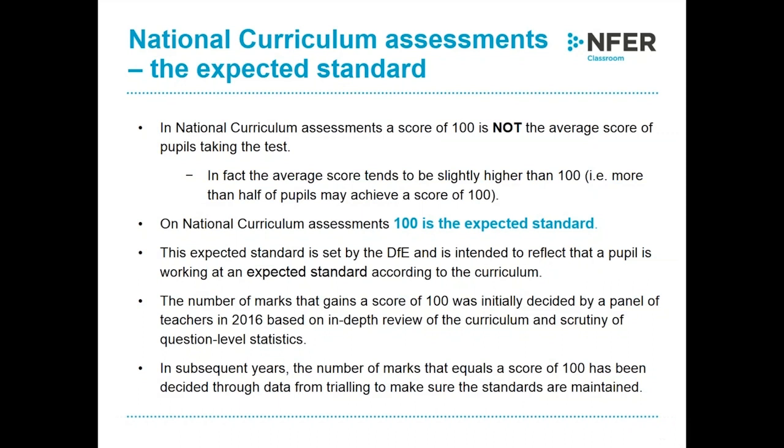So as you can see, this is different than an average. This isn't the average score of pupils who are taking the test. This is an externally set expected standard. The number of marks that gains a score of 100 was initially decided by a panel of teachers in 2016 based on an in-depth review of the curriculum and the scrutiny of question level statistics. By looking at the curriculum and these question level statistics, these teachers could agree on what performance on the test indicated that a pupil was working at the expected standard. In subsequent years, the number of marks that equals a score of 100 has been decided through data from trialling to make sure that the standards are maintained year on year.